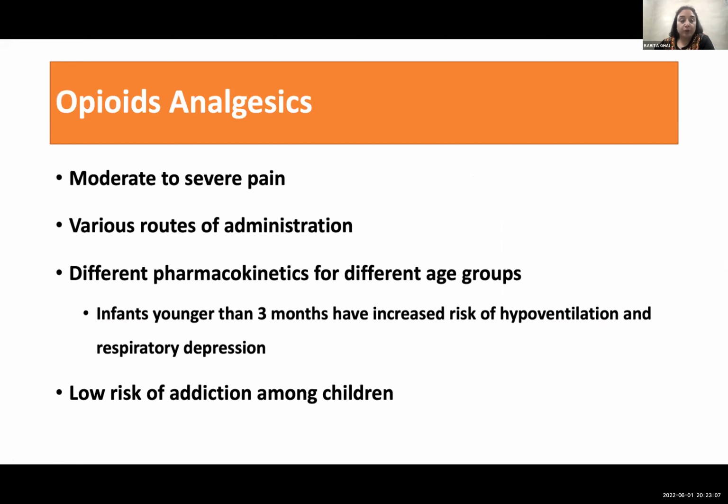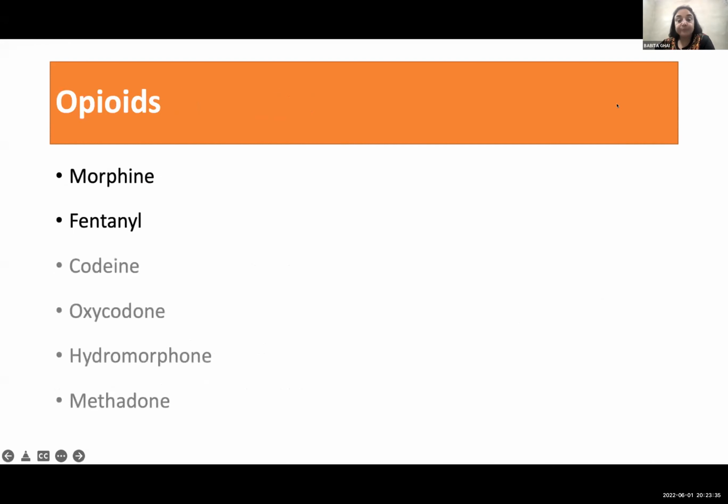So opioid analgesics are usually used for moderate to severe pain and in the immediate postoperative period. There are various routes of administration. It can be IV, nasal, or the most commonly used is nasal, which is in situ for most of the pediatric postoperative patients. Infants younger than 3 months to 6 months have higher risks of hyperventilation and respiratory depression, which should be gauged and they should be monitored. And there is low risk of addiction in children.